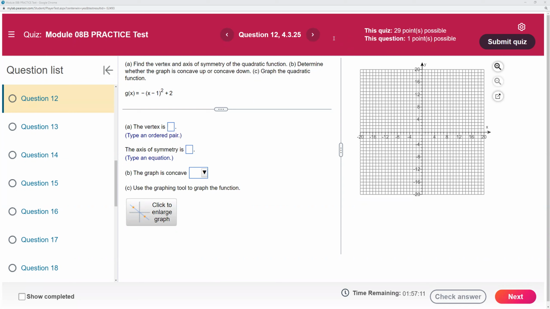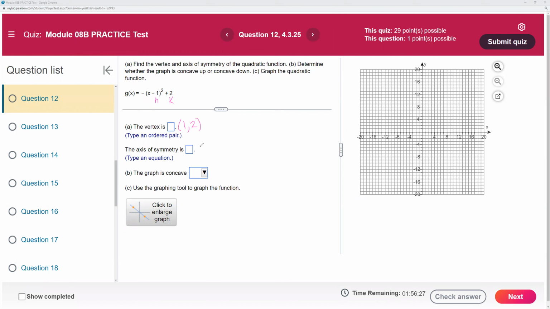But looking at number 12, this is one that was not on my previous set of videos. Find the vertex and axis of symmetry of the quadratic function, determine whether the graph is concave up or concave down, and graph the quadratic function. The first thing we want to do is determine the vertex, and we are luckily in what we call the vertex form. This is a(x minus h) squared plus k, where the vertex is going to directly relate to this h and k. It's opposite to what we see inside, so that's going to be +1, and exactly what we see on the outside, so +2. So for h and k, we write the opposite sign of whatever we see for h.